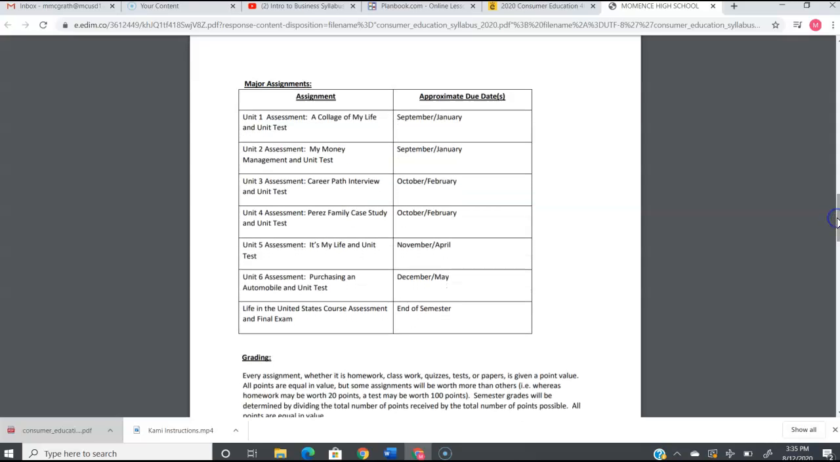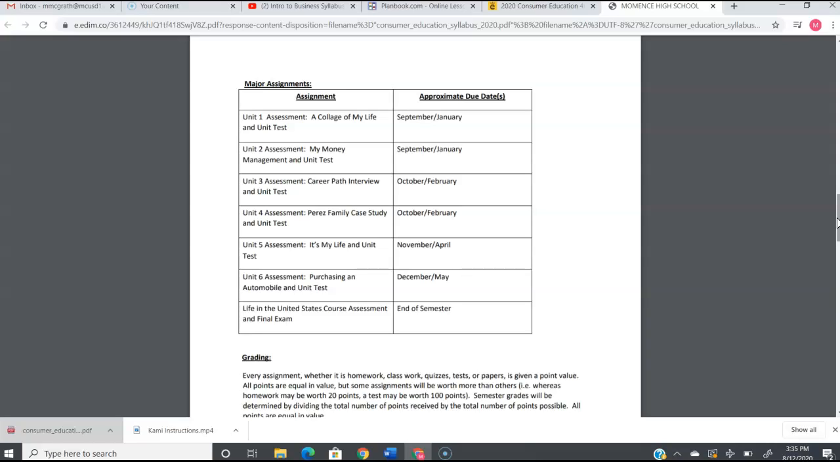Here are some of the major assignments. In Unit 1, your assessment. I don't always do traditional assessments, tests. I like to do different projects along with those. So the Unit 1 assessment is called the Collage of My Life. Unit 2 assessment is My Money Management. Unit 3 assessment is called the Career Path Interview.